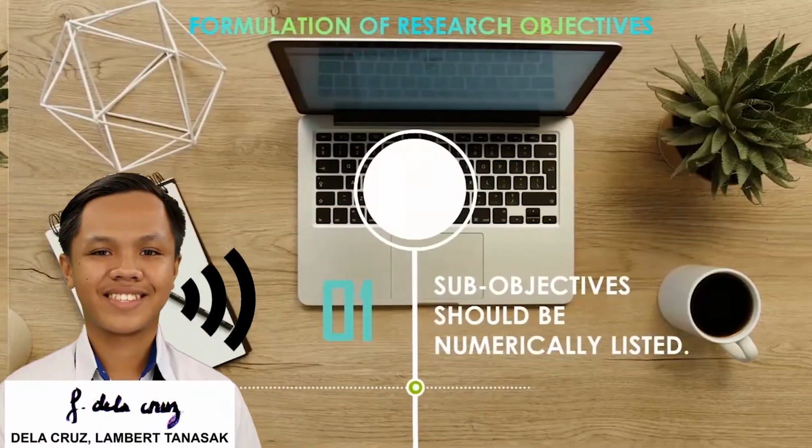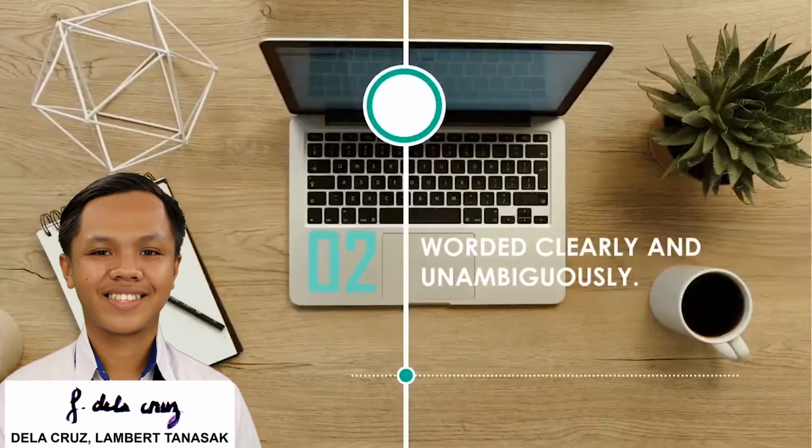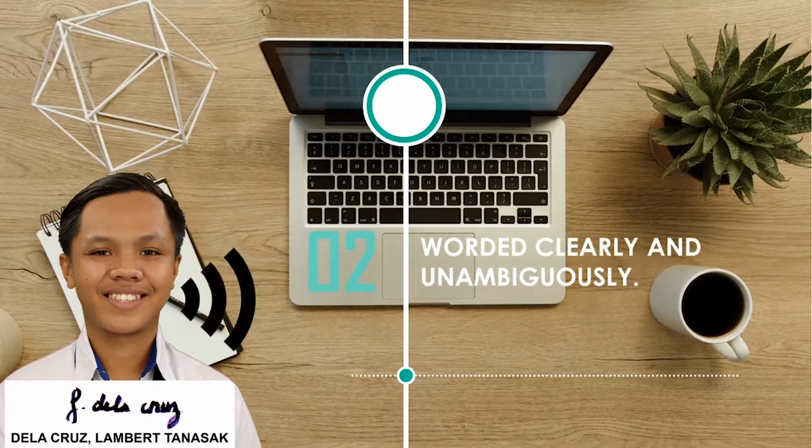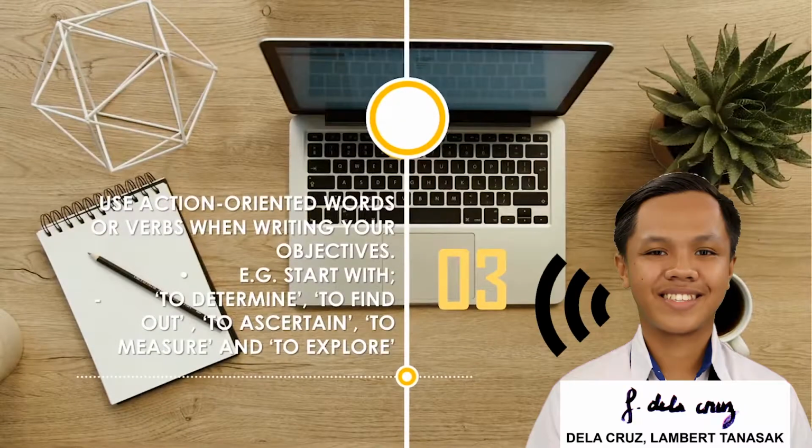In formulation of research objectives, the first one, sub-objectives should be numerically listed. The second one, the research objectives should be worded clearly and unambiguously. The third one, use action-oriented words or verbs when writing your objectives. Example, start with, to determine, to find out, to ascertain, to measure, and to explore.